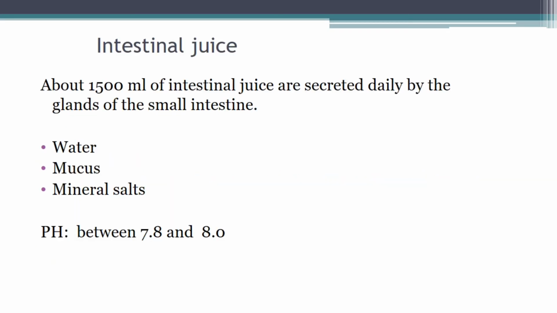Now we will see the intestinal juice. About 1,500 ml of intestinal juice is secreted daily by the glands of the small intestine. What does it contain? Water, mucus and mineral salts. And the pH of the intestinal juice is between 7.8 and 8.